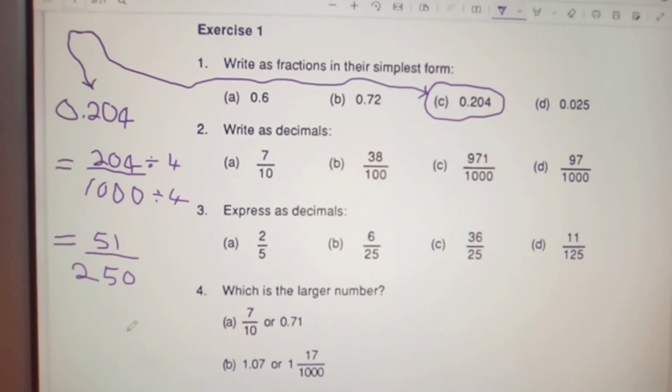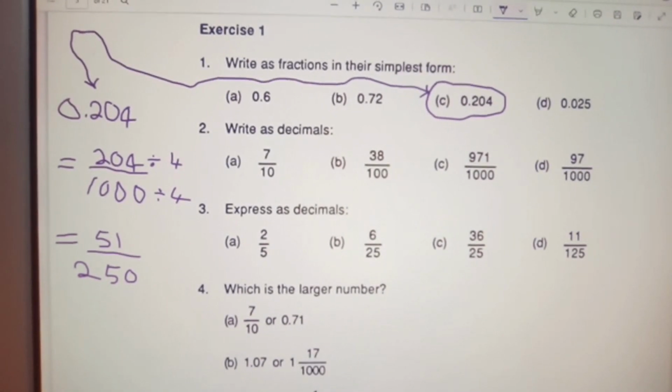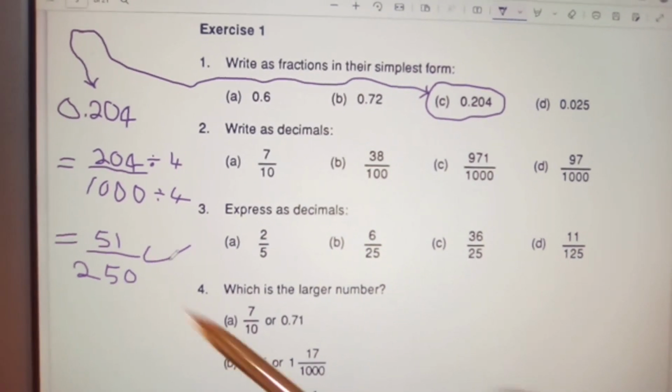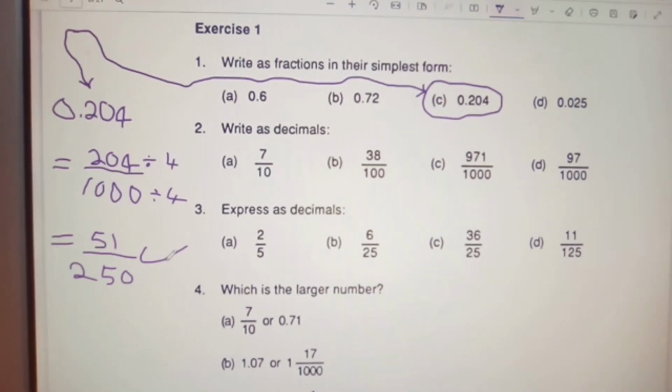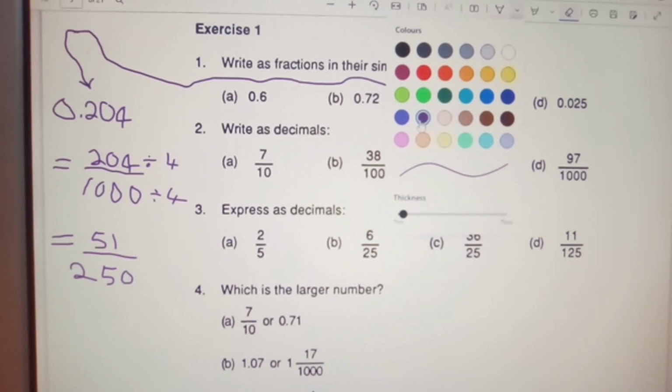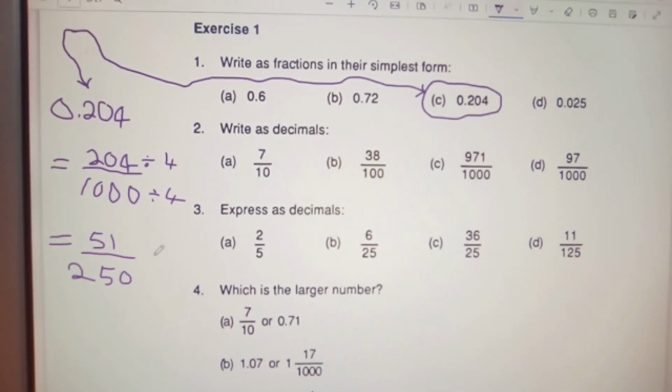So this is our answer here, and I can tick this because I know that is correct. It's a tick, not anything else. Let me take it off, because some people will be bound to mistake it for something else. Okay, let's see if I can do a good tick. Okay, that's a tick.